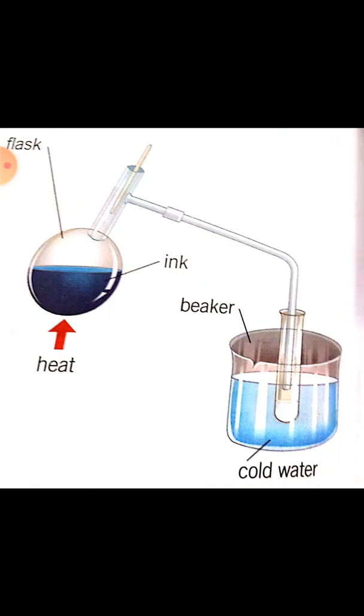Here you can see the apparatus. How can we collect the liquid also? Here you can see a flask. This round bottle is a flask and this glass type of container is known as a beaker. In this flask you have a solution of liquid blue ink, which you use in your pen in your daily routine.